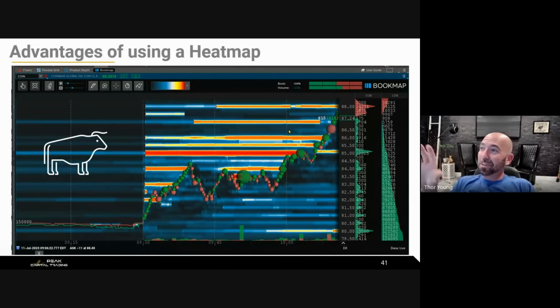We talked about DOS, bullish and bearish, right? So here's what that looks like in a heat map, which is why that's such an advantage. This is what a bullish order book looks like in a heat map. It doesn't actually come with a little bull next to it. I put that there, but I really feel like this should be Bookmap's next feature. They should really just add in a giant bull that pops out when it's bullish.